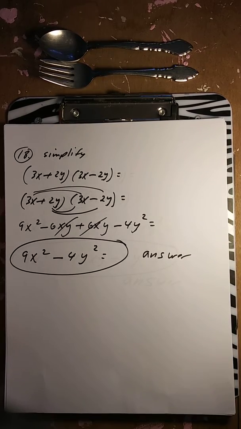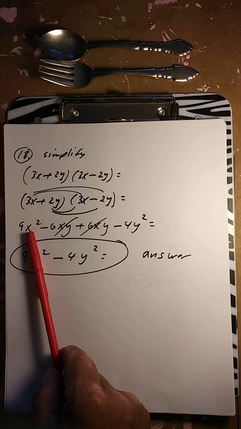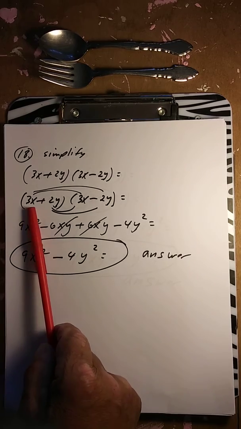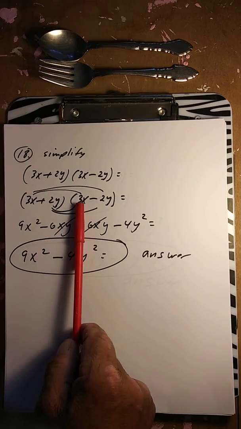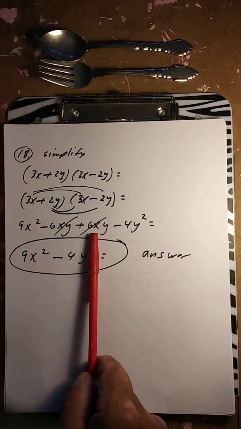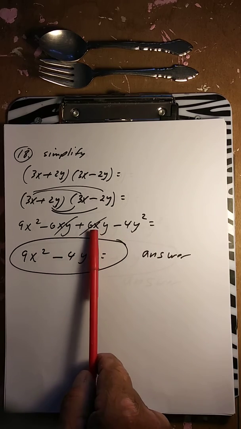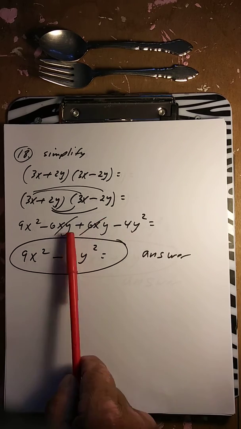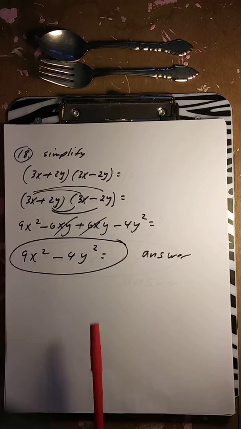Multiply this out. Multiply these two binomials. So 3x times 3x is 9x squared. And 3x times that is negative 6xy. Positive 2 times a positive 3 is going to be positive 6xy. And this times this is negative 4y squared. Notice negative 6xy plus 6xy cancels out. Gone. So we have 9x squared minus 4y squared.